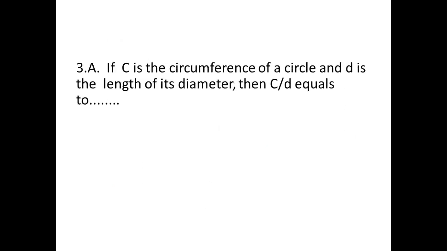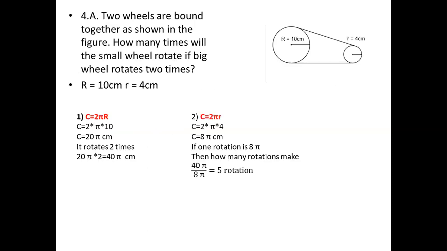3a is also from your activity book. If C is a circumference of a circle and D is a length of its diameter, then C over D equals what? As you remember from the video, for any circle, when we find circumference and divide it by diameter, we get pi, which is 3.14 and so on. Great, let's go on.